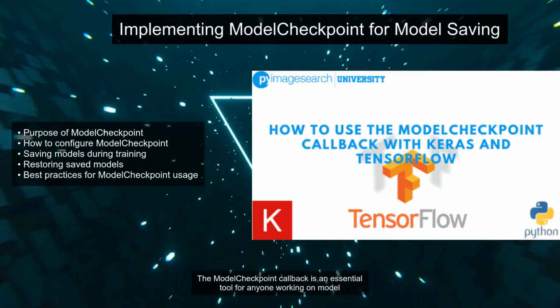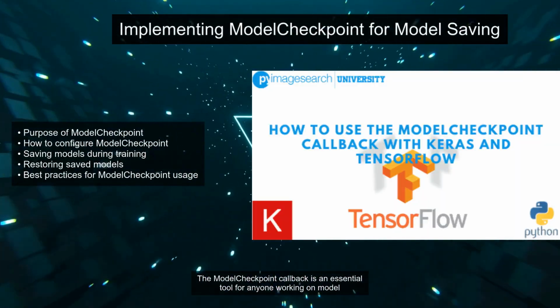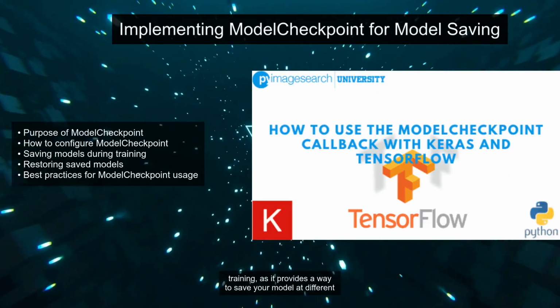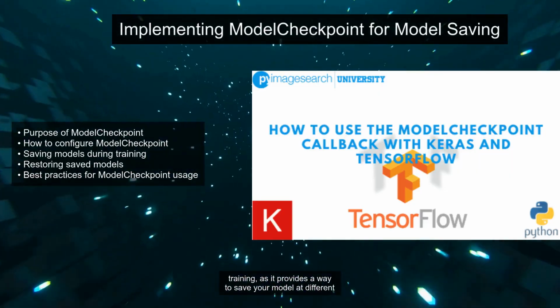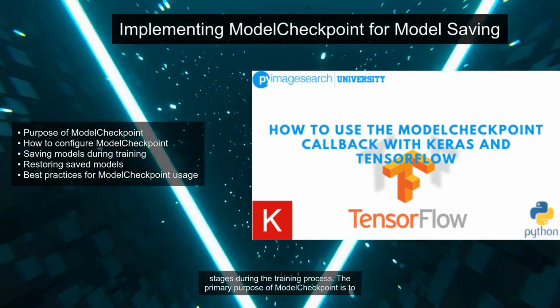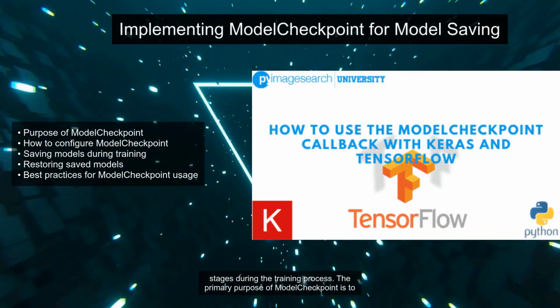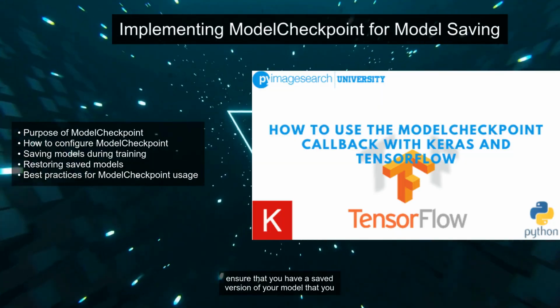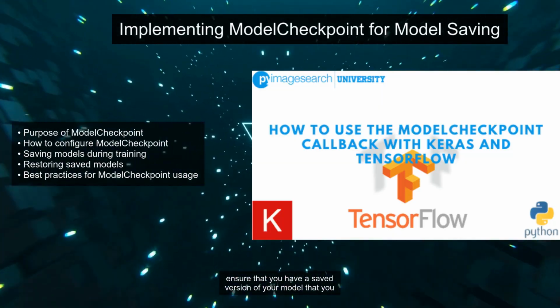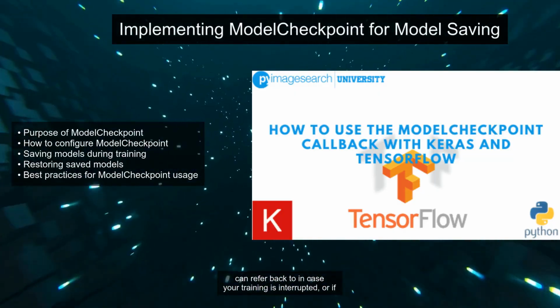This not only saves time and computational resources but also helps in achieving a model that generalizes better to unseen data. The model checkpoint callback is an essential tool for anyone working on model training, as it provides a way to save your model at different stages during the training process. The primary purpose of model checkpoint is to ensure that you have a saved version of your model that you can refer back to in case your training is interrupted, or if you want to revert to a previous state.